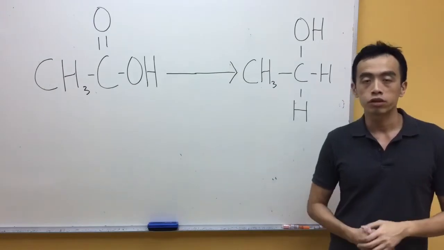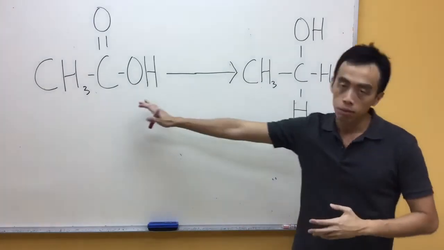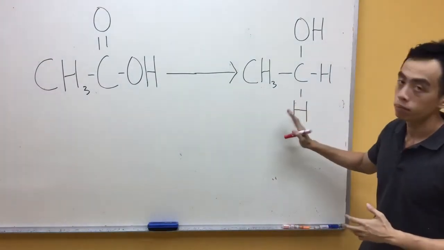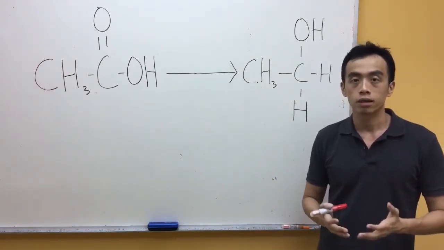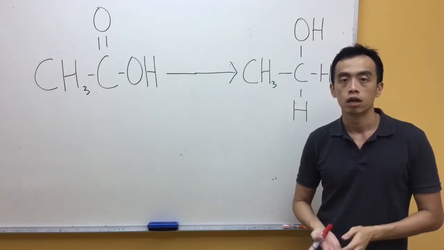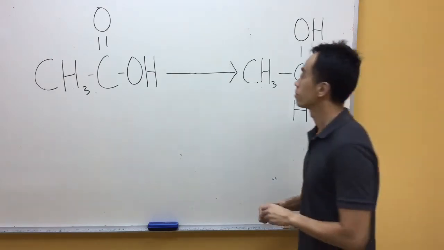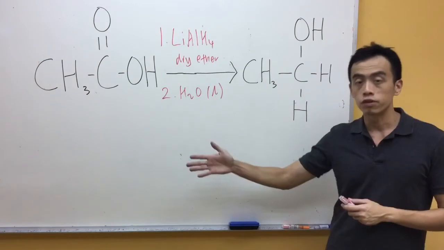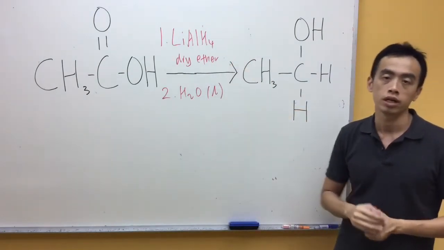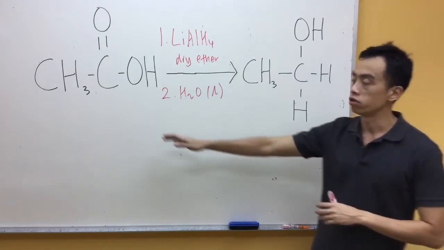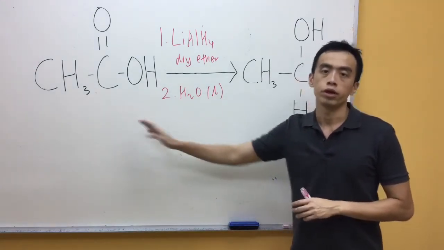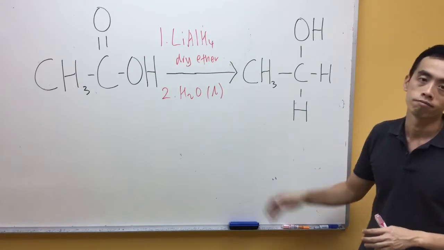Now the third preparation reaction involves the reduction of carboxylic acid to our primary alcohol. So what's the reagents and conditions for this conversion? Lithium aluminum hydride in dry ether followed by water. So this conversion is done via lithium aluminum hydride, dry ether, followed by water. Now take note, when we reduce our carboxylic acid, we can only get a primary alcohol.